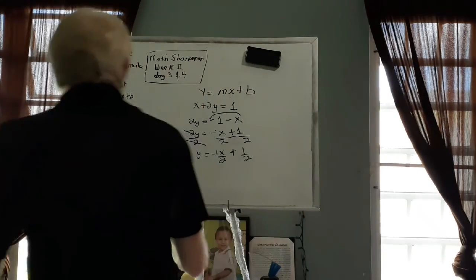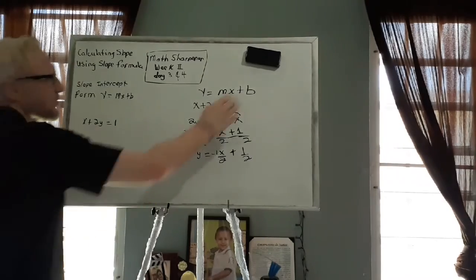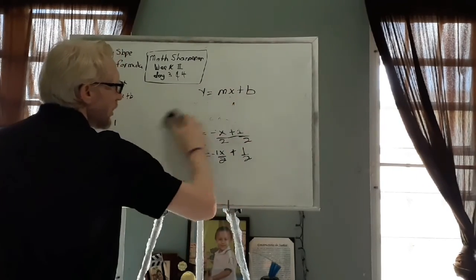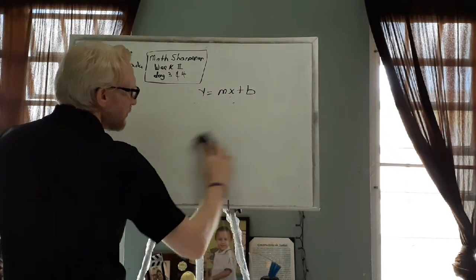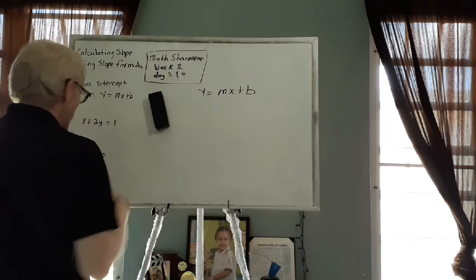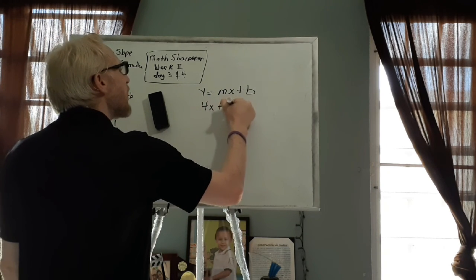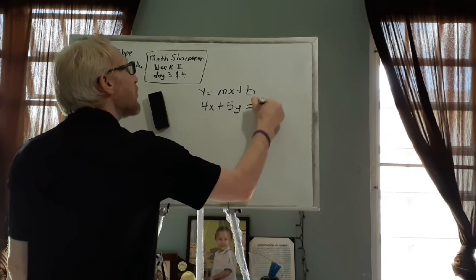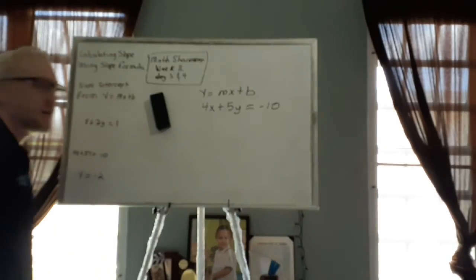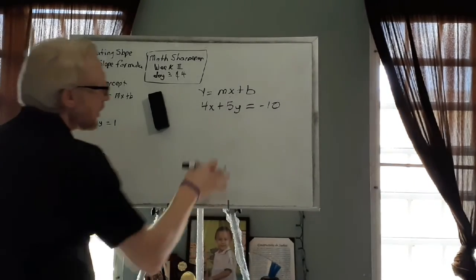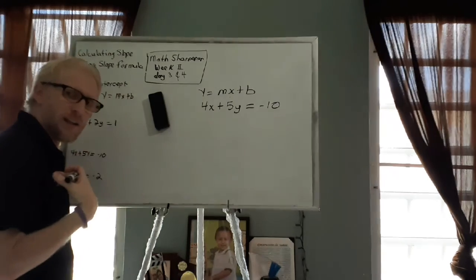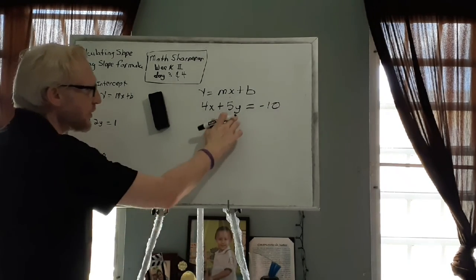So I'm going to go ahead and erase this one, and I'm going to do this one right here, okay? So we're still using the slope-intercept form, but now the problem says 4x plus 5y equals negative 10. So what you're going to do is once again solve for y. I want to solve for y. I want to leave this alone.